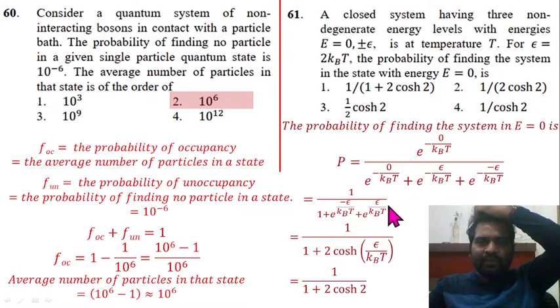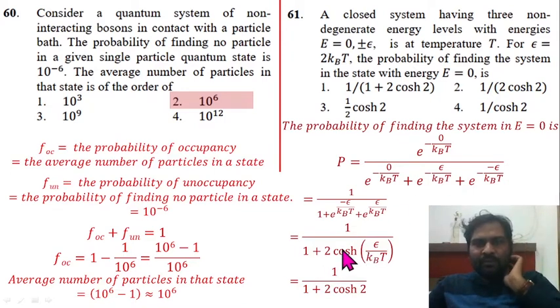After solving this, you will get the term 1 divided by 2 cosh(epsilon by kBT). After putting the epsilon value, epsilon equal to 2 kBT, so you will put it here and it will be 2. So your option first is correct.